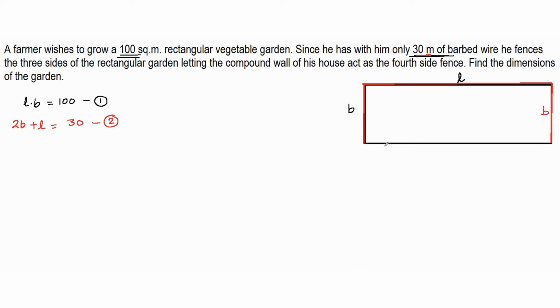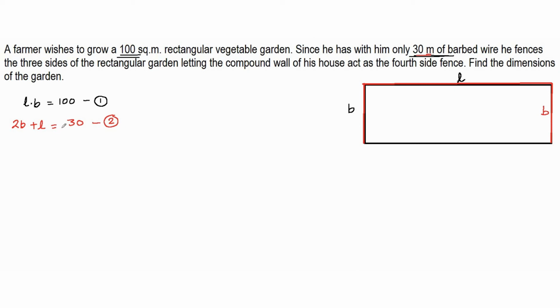And the compound wall of his house is acting as the fourth side fence. So his house is situated somewhere here, and the compound wall of his house is acting as the fourth side fence. Okay. So now these are the two equations, and we have to now find the dimensions of the garden. That means you have to solve for L and B. These are the two equations.